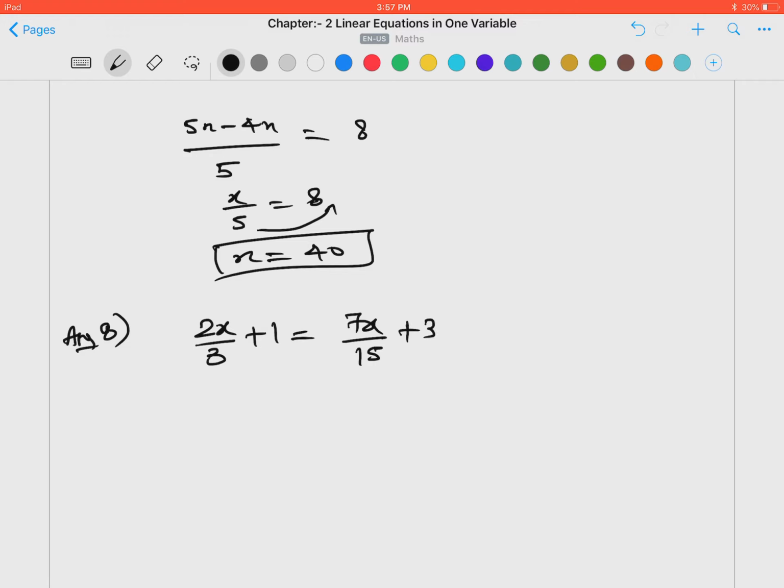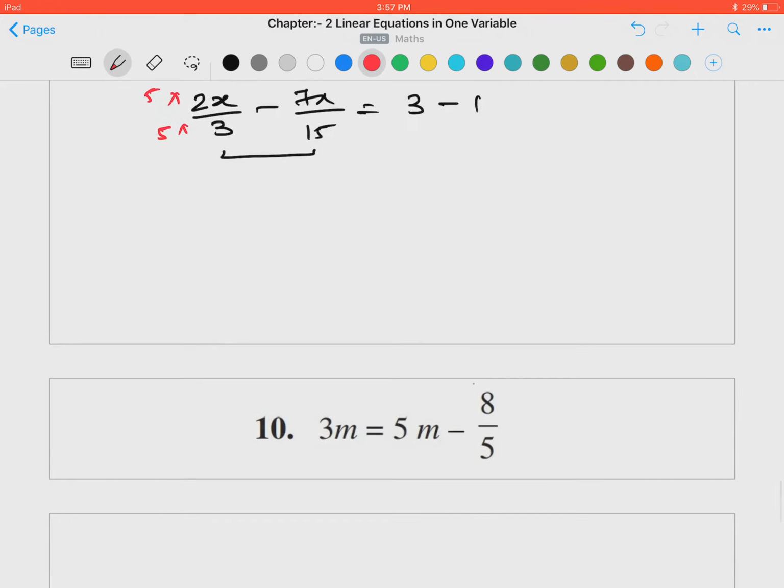We'll do the same thing, keeping the variable term on one side and the non-variable term on the other side. So this we have 3, and that plus 1 will become minus 1. The LCM of 3 and 15 is 15. In order to make 15 here, we need to multiply by 5 here, so we'll also multiply 5 in the numerator.